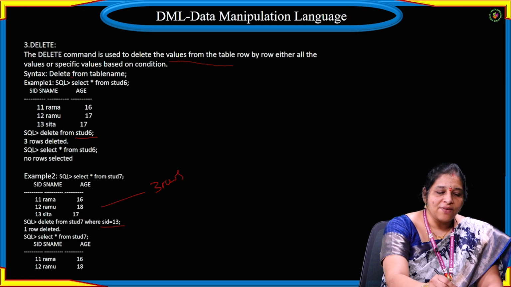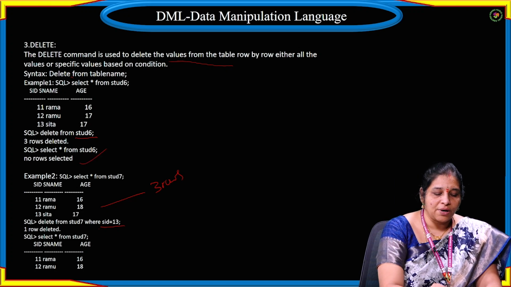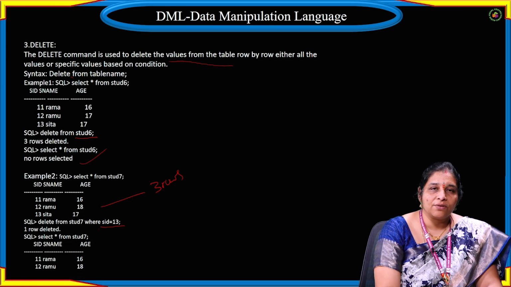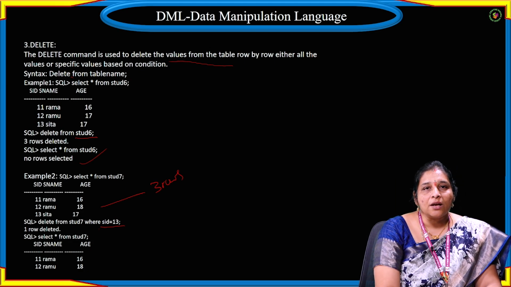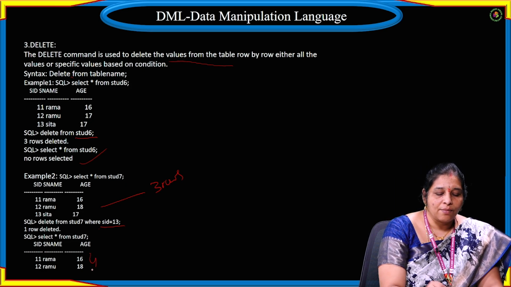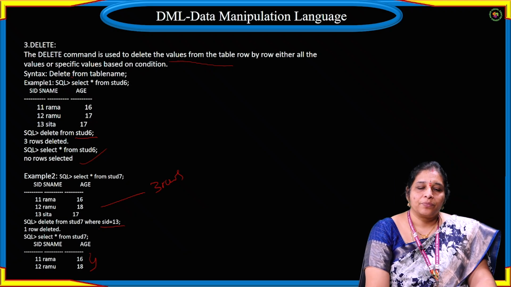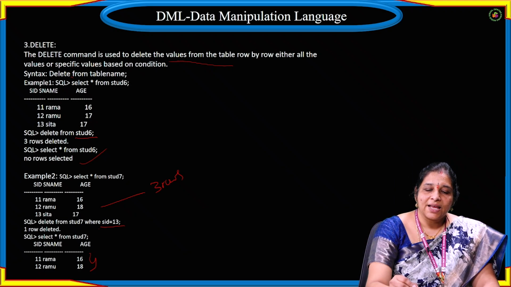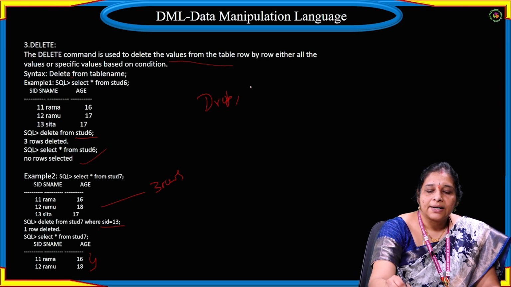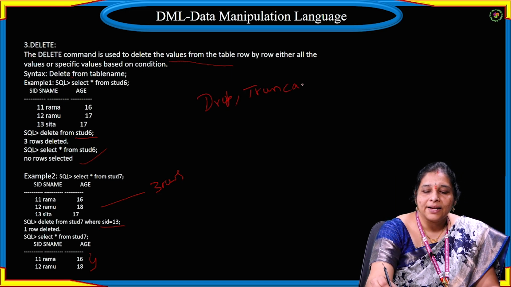Previously, when I said delete from student 6, all rows got deleted. But when I say where SID is equal to 13, where is used to specify a condition. The condition here is that I want to delete only the student whose SID is equal to 13, so only that corresponding row is getting deleted. The remaining rows are going to be retained. As I told you, we will once again revise the differences between drop, truncate and delete.